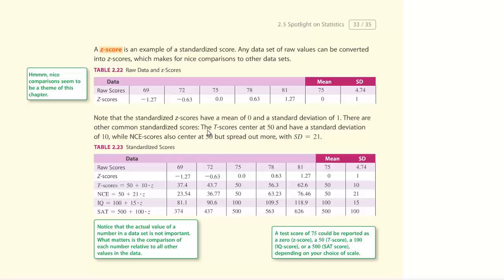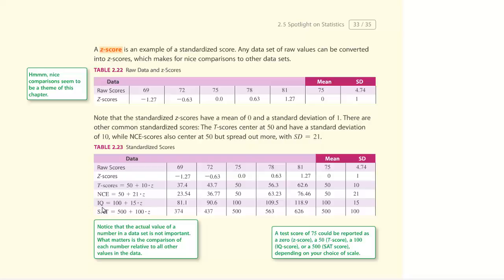There are other common standardized scores, not just z-scores. Z-scores are the most common, but we also use t-scores, which come from the t distribution, and all sorts of other things. But z's and t's are the two that come up the most. T-scores center at 50 and have a standard deviation of 10. NCE scores also center at 50, but spread out more with a standard deviation of 21. These are just different types of scores.